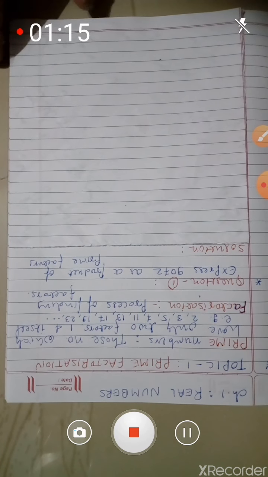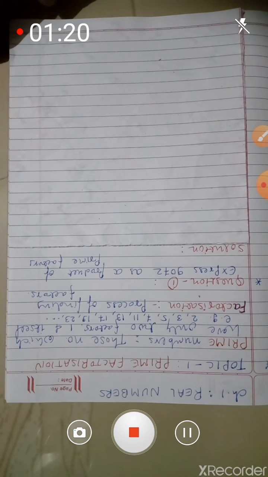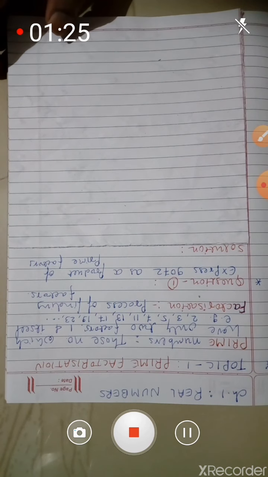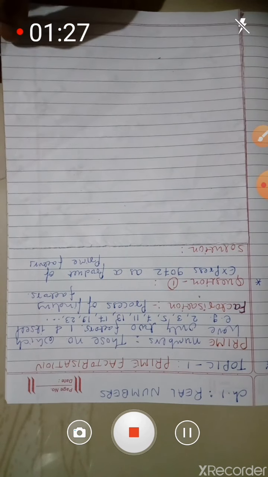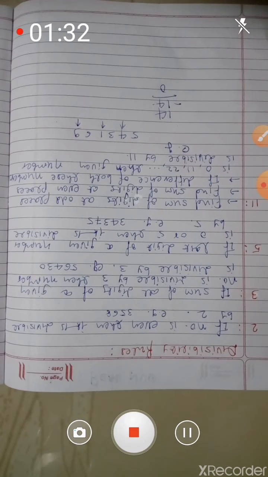Before we start our practice, first of all we have to know the divisibility rules of particular numbers. So we go through them, then we start our practice. Now, divisibility rule. If a number is even, then it is divisible by 2. We are looking only at divisibility rules of prime numbers, not all numbers. So it is very simple. If any number is even, then it is always divisible by 2.